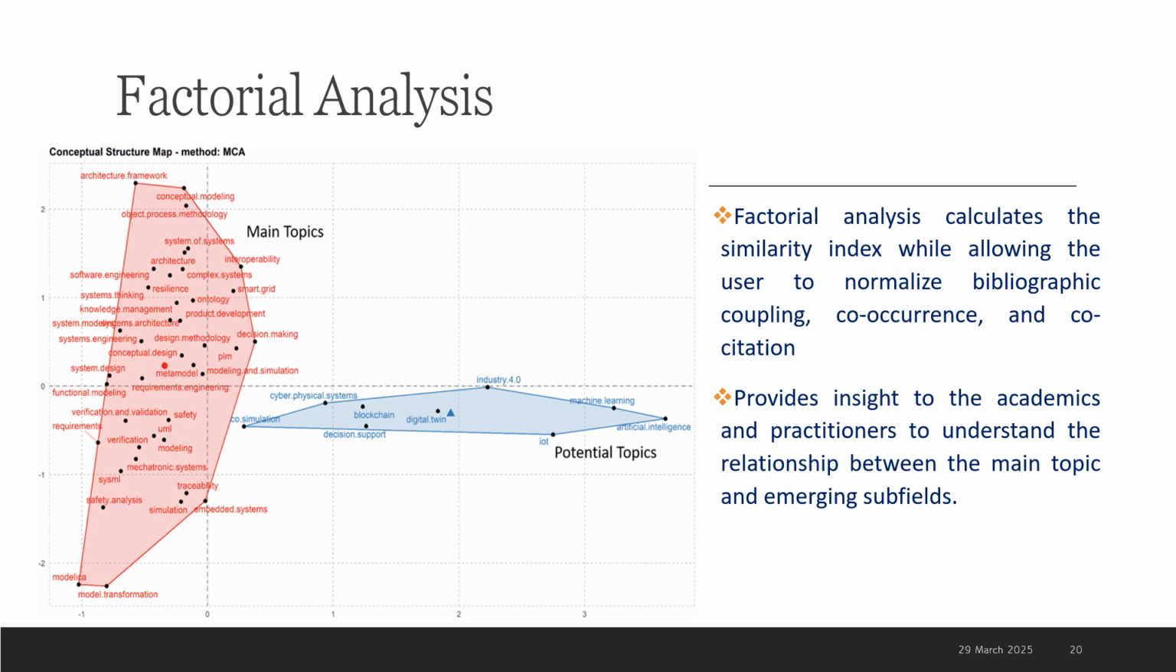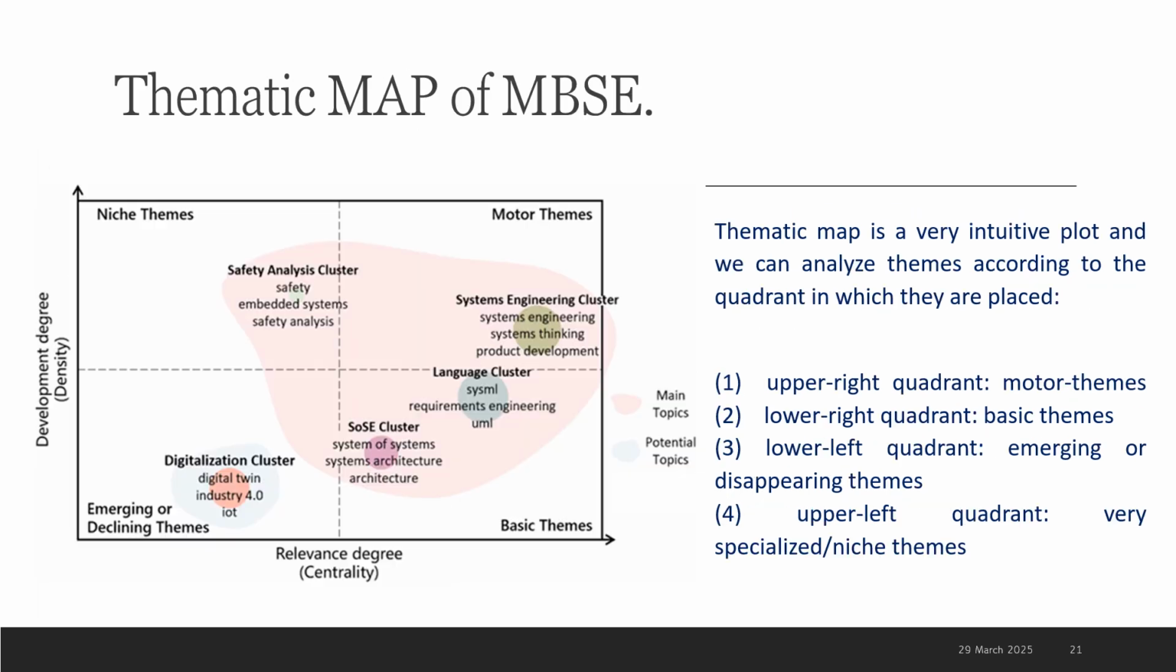The blue cluster, on the other hand, shows the potential topics such as emerging research areas like blockchain, digital twin, artificial intelligence, machine learning, Industry 4.0, and IoT. These topics indicate a shift towards cyber-physical systems, decision support, and co-simulation, suggesting future research directions. Overall, the factorial analysis calculates the similarity index while allowing users to normalize bibliographic coupling, coherence, and co-citation. It provides valuable insights for academics and practitioners to understand the relationship between established topics and emerging fields.